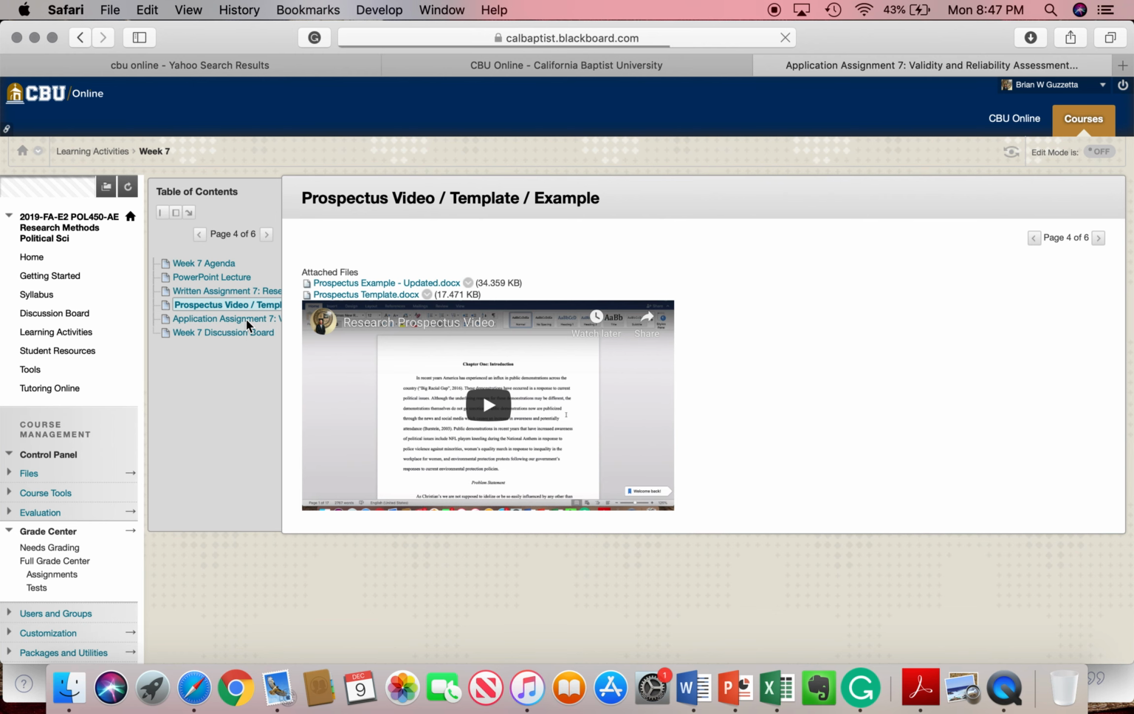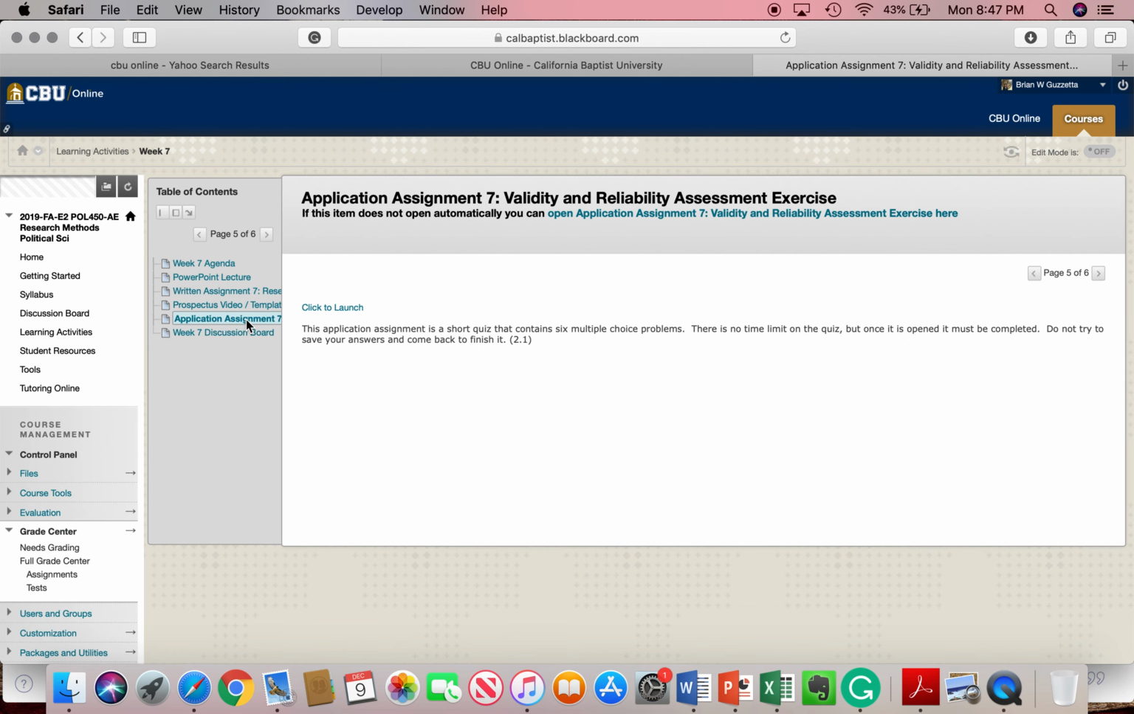We also have an application exercise. That's a quiz with 6 multiple choice problems, and I need you to complete it. It's going to be based upon the validity and reliability material from both the reading and the PowerPoint. There's no time limit, but once it's opened, it needs to be completed, so utilize some time management when you open that.